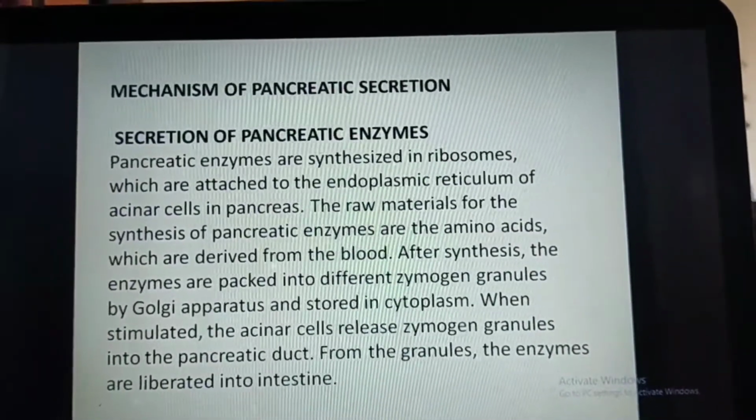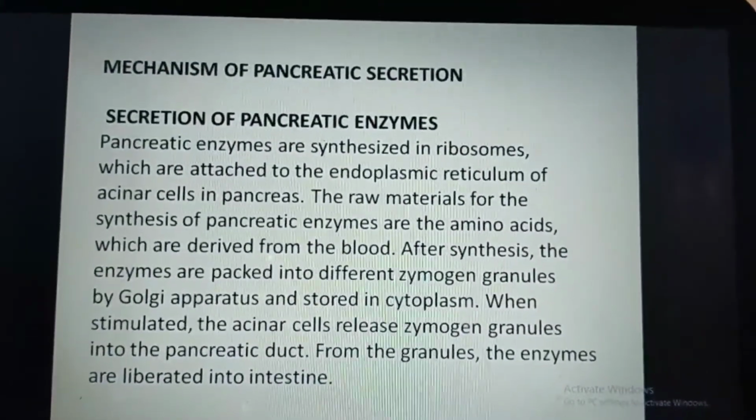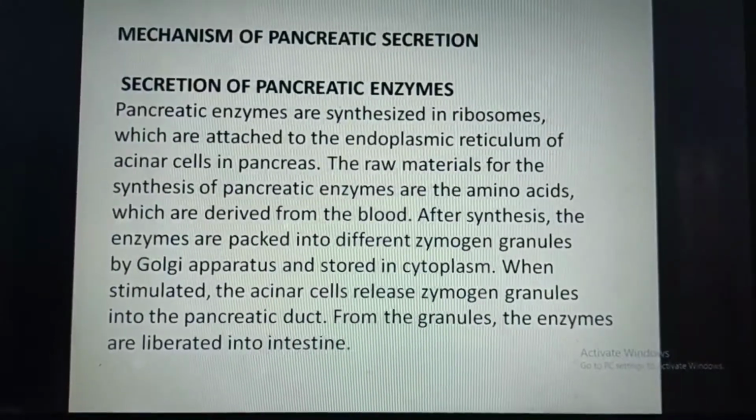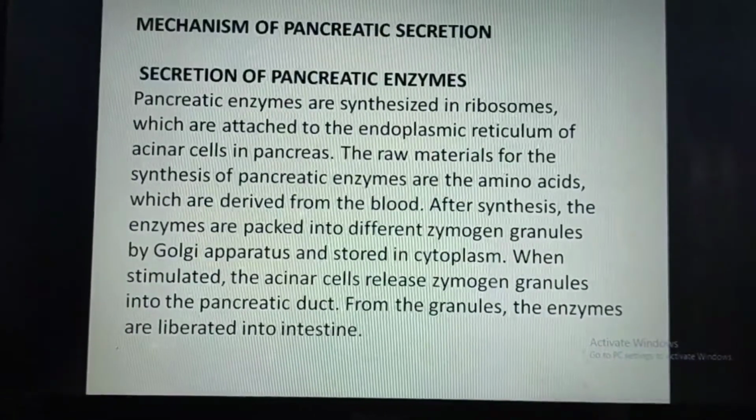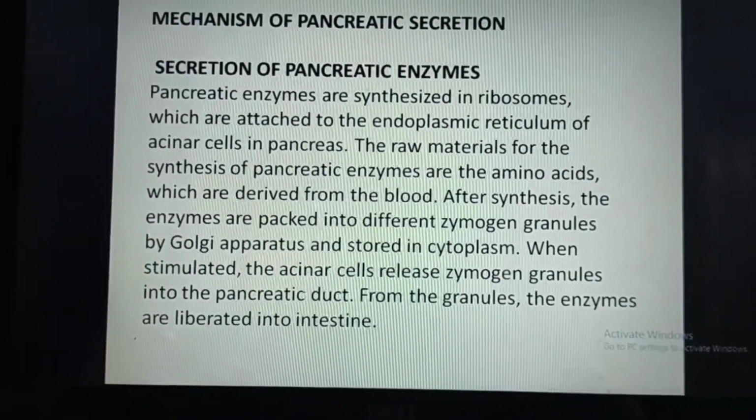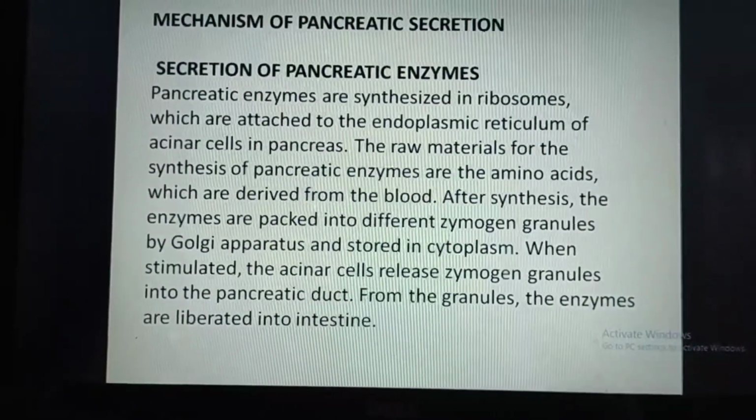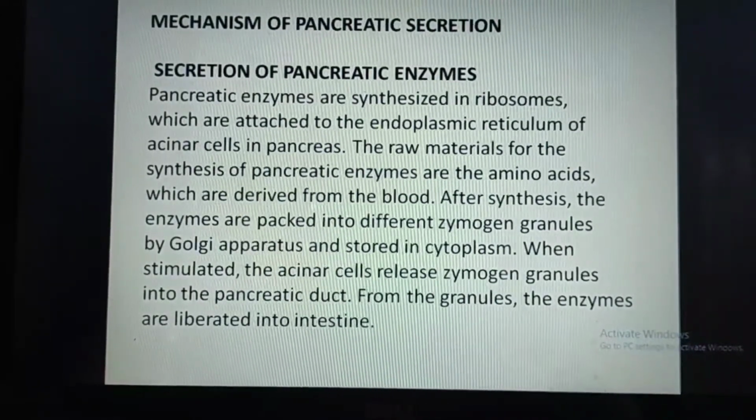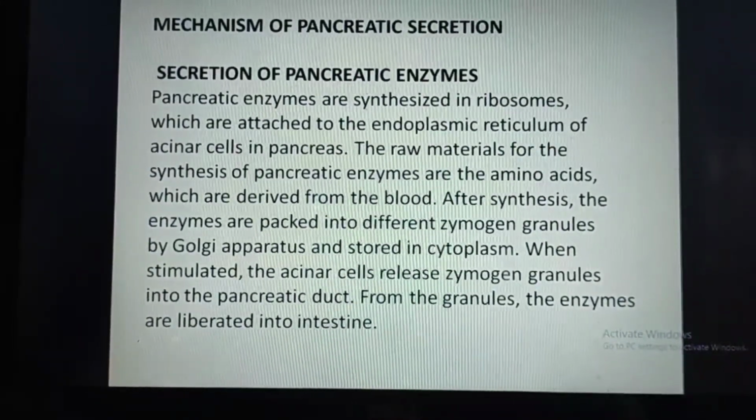Now we'll see the mechanism of pancreatic secretion. Secretion of pancreatic enzymes. Pancreatic enzymes are synthesized in ribosomes, which are attached to the endoplasmic reticulum of acinar cells in pancreas. The raw materials for the synthesis of pancreatic enzymes are the amino acids, which are derived from the blood. After synthesis, the enzymes are packed into different zymogen granules by Golgi apparatus and stored in cytoplasm.